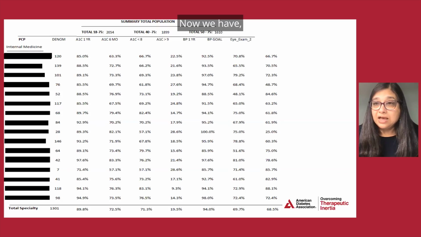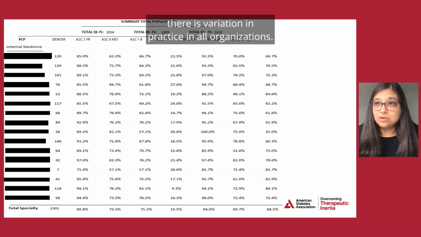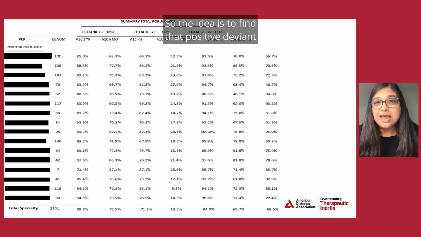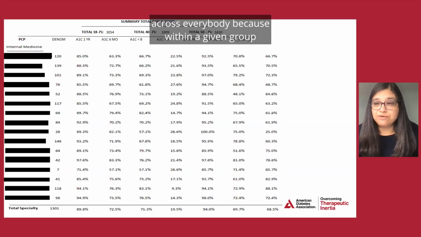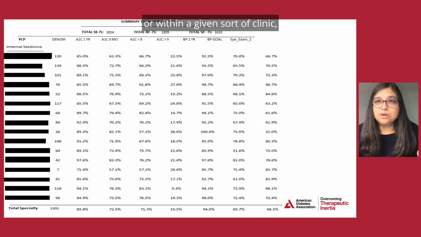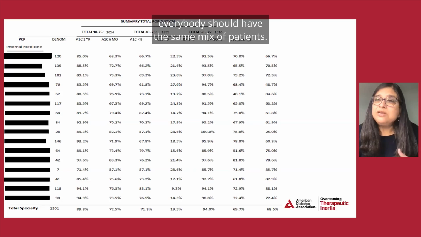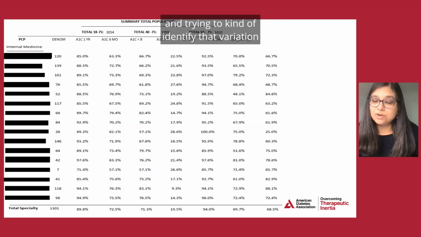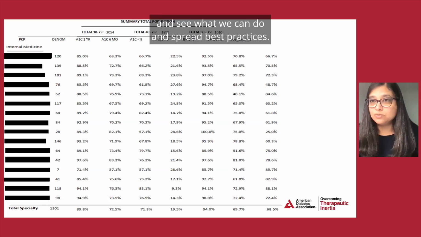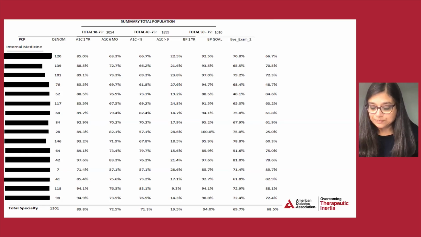Now, there is variation in practice in all organizations. So the idea is to find that positive deviant and to spread that practice across everybody, because within a given group or within a given clinic, everybody should have the same mix of patients. So we are looking at variation in practice and trying to identify that variation and see what we can do and spread best practices.